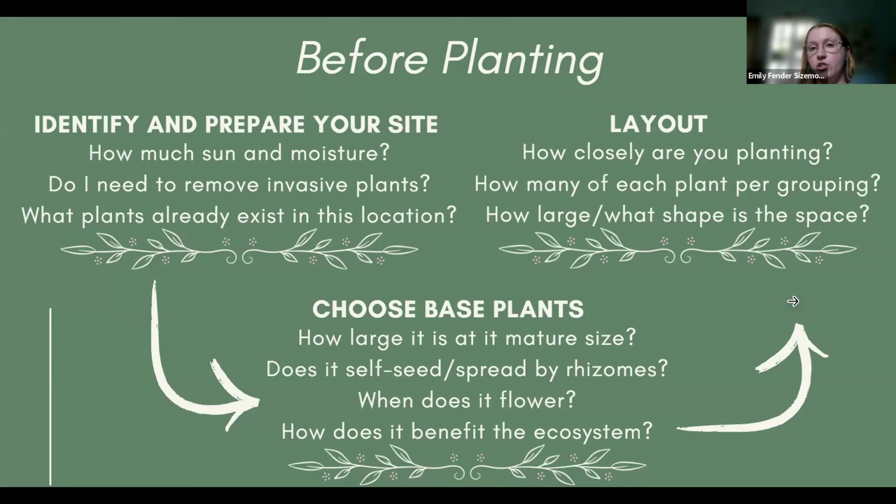Some plantings may have plants more closely spaced, which can have a different aesthetic look than well separated or defined spaces between plants. And then how many of each plant are you putting in that group? Do you want to do less if it's something that potentially spreads a little bit quicker? And then how large is that space and how many plants do you need to fully fill that in?